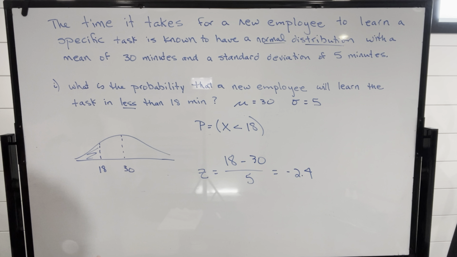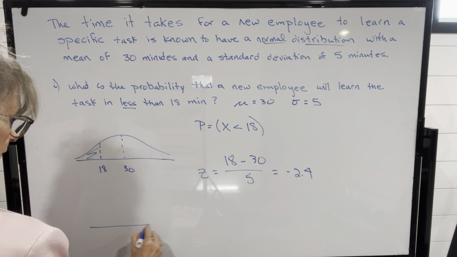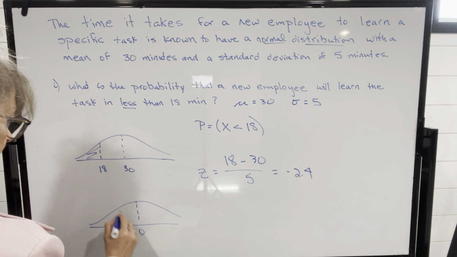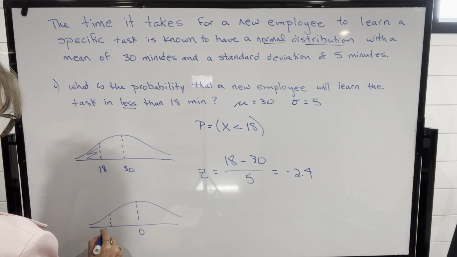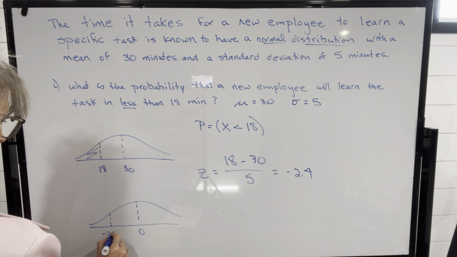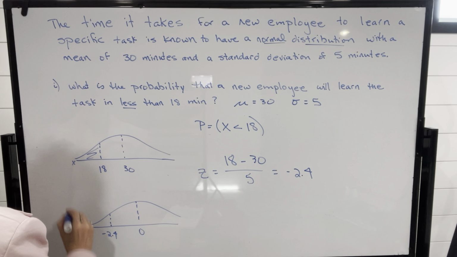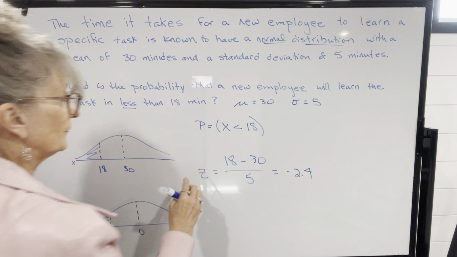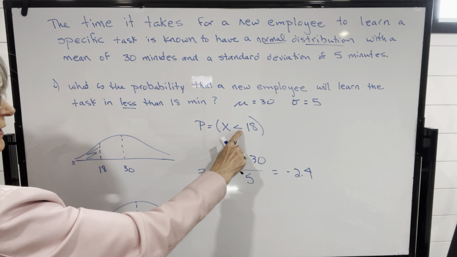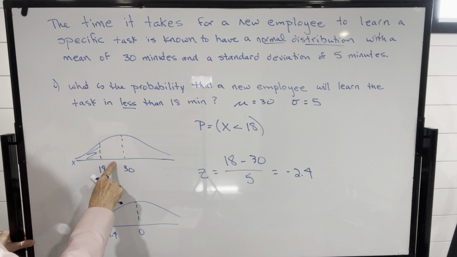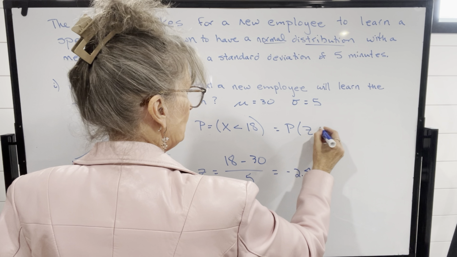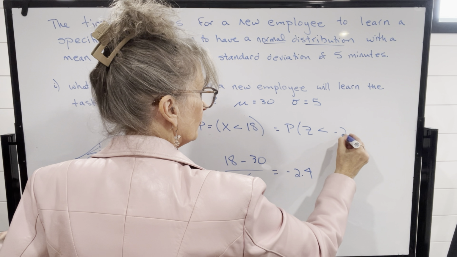I like making another graph with my standard normal distribution. So my mean is 0. My Z score is negative 2.4. So this was my X, this was my Z, and I'm finding the area to the left. Therefore, the probability of X being less than 18 with my normal distribution will be equivalent to the probability of Z being less than negative 2.4.